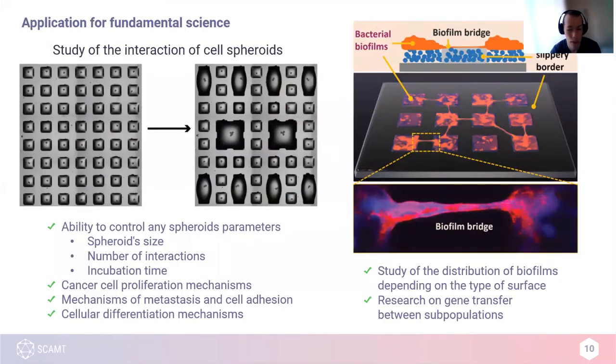So what can this droplet microarray technology be applied to? It's both fundamental application and some applied science. In fundamental science, you can use these droplet microarrays to study, for example, interaction of cell spheroids, formation of cell spheroids, mechanism of cell proliferation, cancer metastasis, cellular differentiation, and so on. You can study formation of biofilm bridges, bacteria migrations, gene transfer, and different other applications that can be considered fundamental.